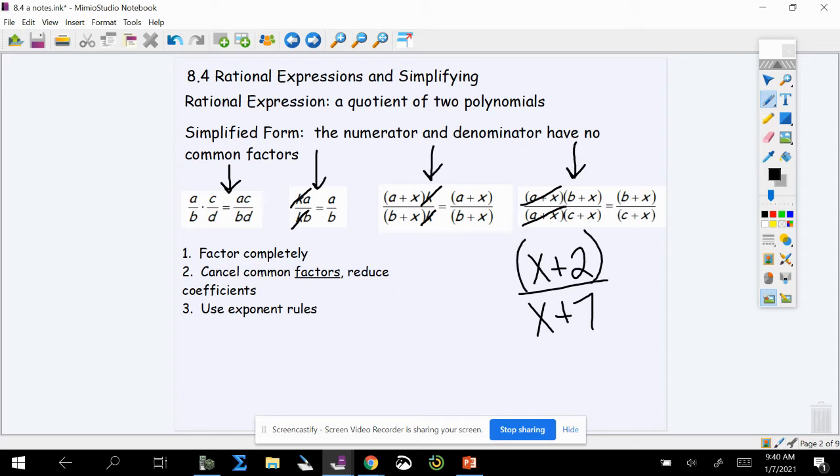So if I put this in parentheses and put an 8 out here, and I put this in parentheses and put an 8 out here, now that's a factor, I can cancel it. But I can't cancel things that are being added or subtracted.